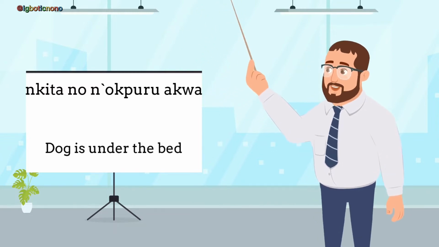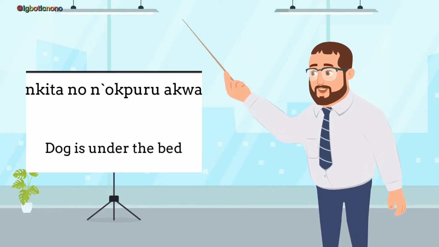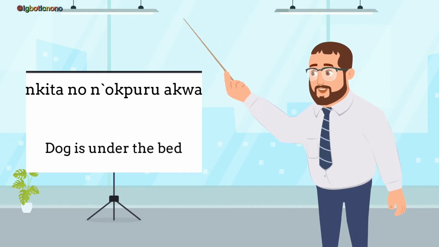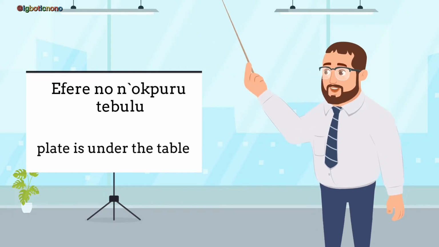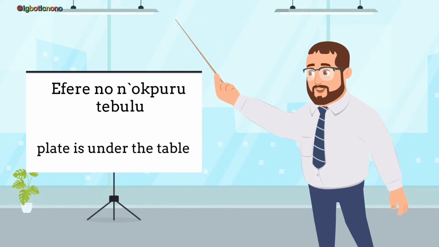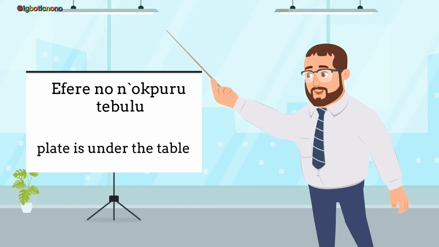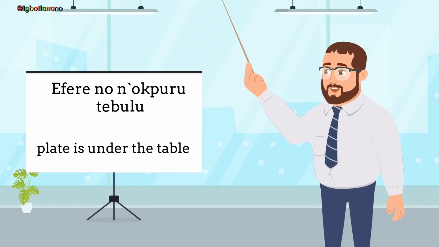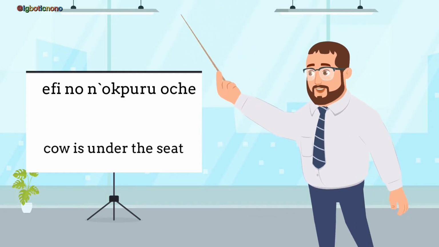Another one as we go is nkịta nọ n'okpuru akwa. Dog is under the bed. Efere nọ n'okpuru tebulu. Plate is under the table.